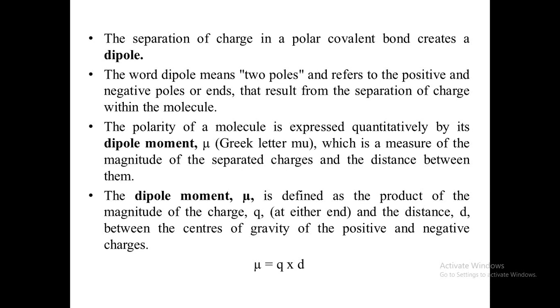The word dipole means two poles and refers to the positive and negative poles or ends that result from the separation of charges within a molecule. And this dipole creates a net dipole moment in a molecule, and it is a source for the production of polarity in a molecule.